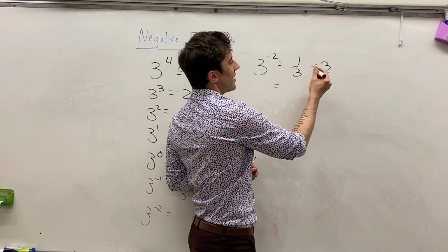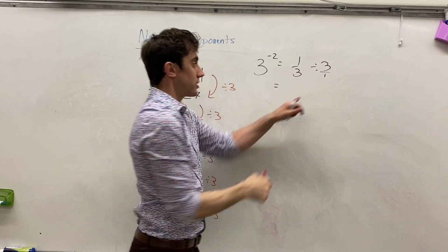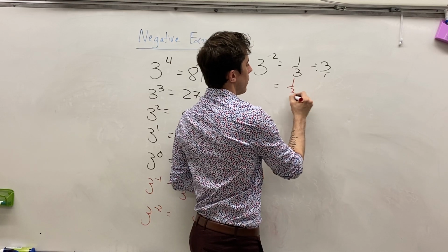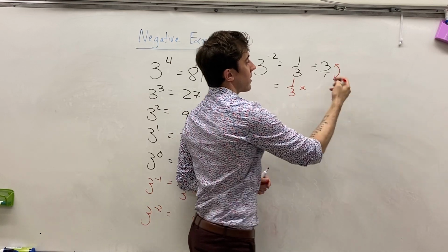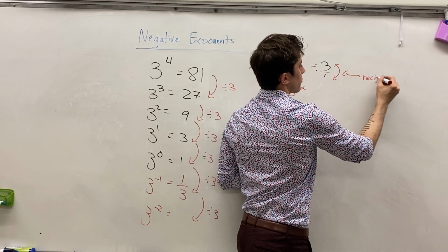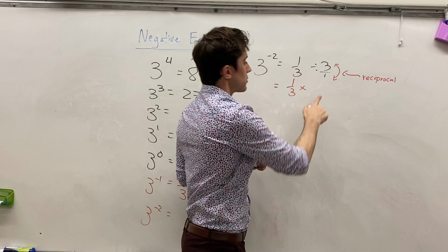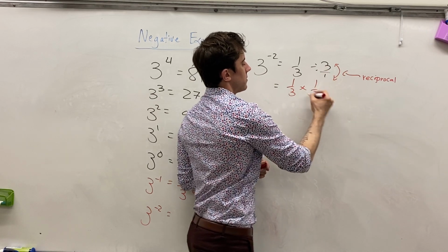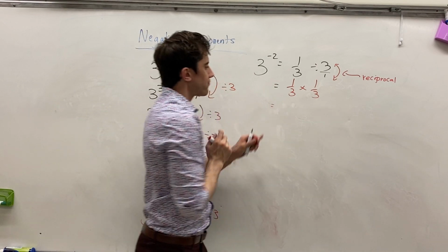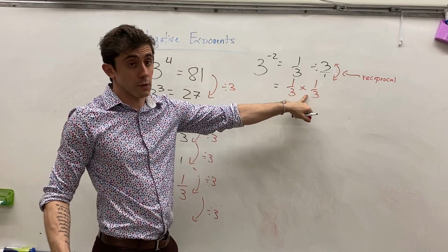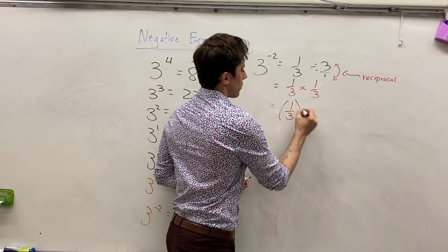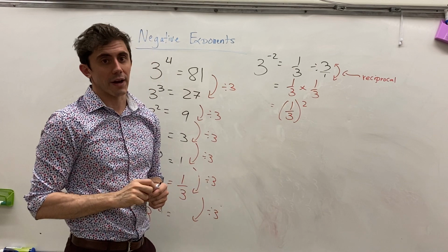And now dividing by a fraction, which could be considered a rational number, is analogous to multiplying by its reciprocal. Okay, whenever we flip a fraction over, the terminology for that is the reciprocal of that fraction. And so the reciprocal of 3 over 1 is clearly 1 over 3. And so now, 1 over 3 times 1 over 3 is 1 over 3 times itself twice. And so we can write that in exponent form as 1/3 squared, okay?